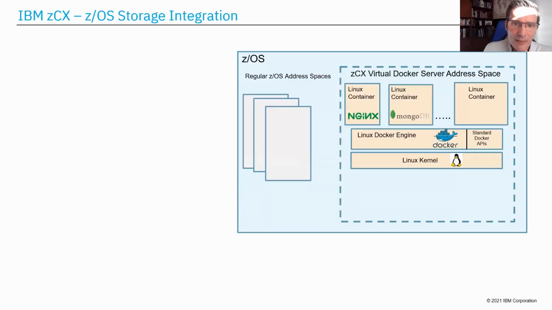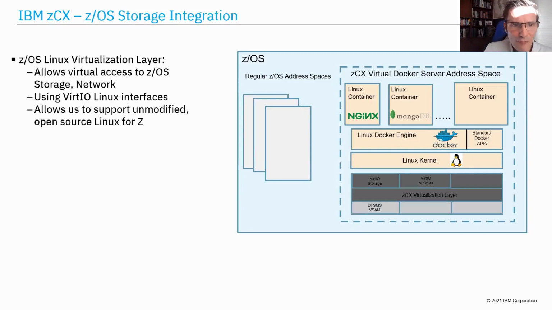Okay. With that, let's peel the layer of the onion off and look at storage integration. As we mentioned before, we have this concept of Linux disks that we need to be able to write to, because whenever your Linux application is reading and writing, it's reading and writing to a Linux disk. It doesn't know that it's on zOS. So how are we going to accomplish that in a very high-performing way, and in a way that doesn't require us to modify the Linux kernel?